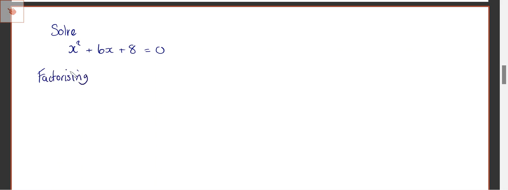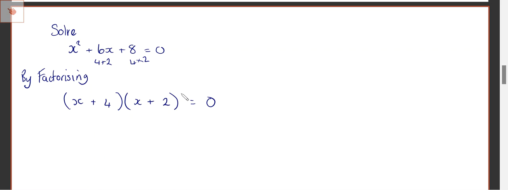So factorising. Would anyone like to offer how to do it? Well, 4 times 2 equals 8. Yeah. And then 4 plus 2 equals 6. So it's x plus 4 and then x plus 2. Good stuff. Equals 0. Next step, do you know it?